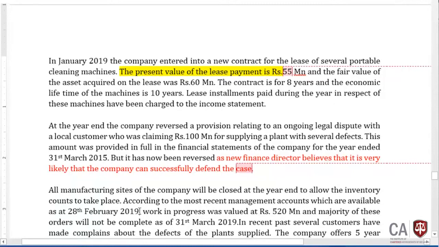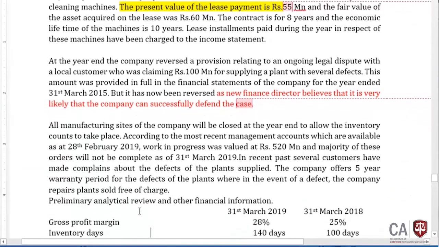Then the next part: all manufacturing sites of the company will be closed at the year end to allow the inventory count to take place, according to the most recent management accounts which are available as at February. Work in progress is valued at 520 million. You can obviously see how material this 520 million work in progress is; this is a company producing machinery. Like I said earlier, our obvious issue is how you value this work in progress.